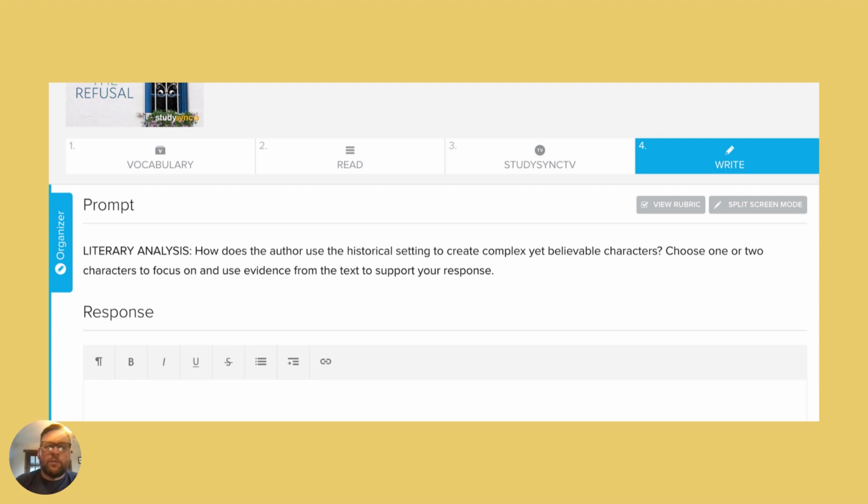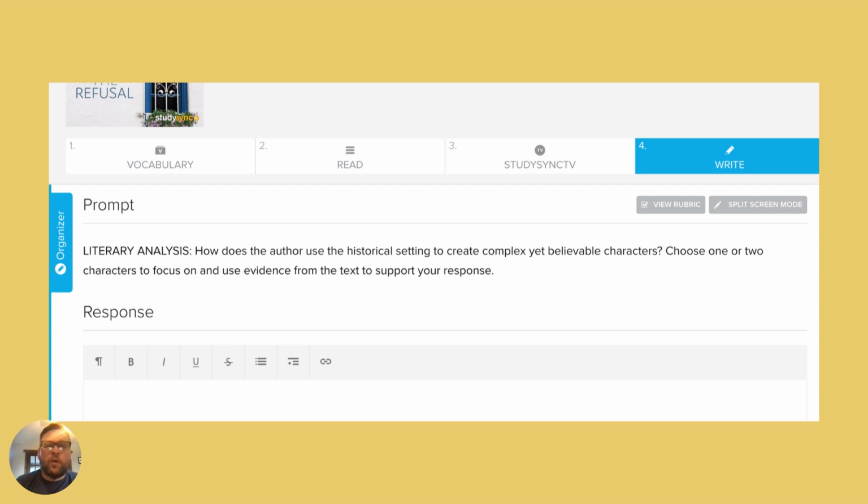The first thing the prompt tells you is to think about what you know about the story's setting, where it's located, time frame if it gave us that information, and what the situation is, what the historical situation is. If you watched the Study Sync TV video on tab 3, they talk about this a lot. The next thing the prompt tells you to do is to write about how the setting creates complex yet believable characters. Think about what you learned in the skill lesson about complex characters and what makes a character complex.